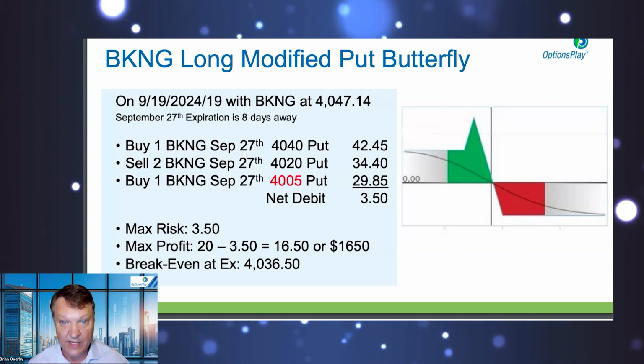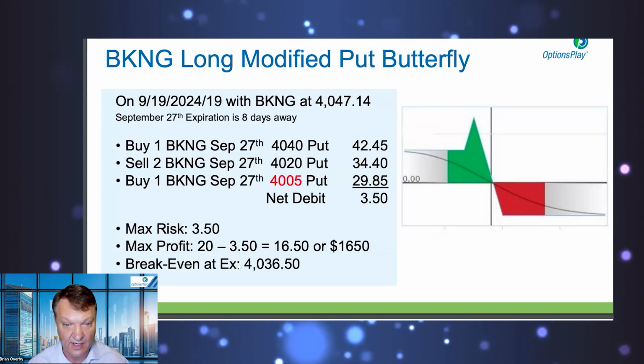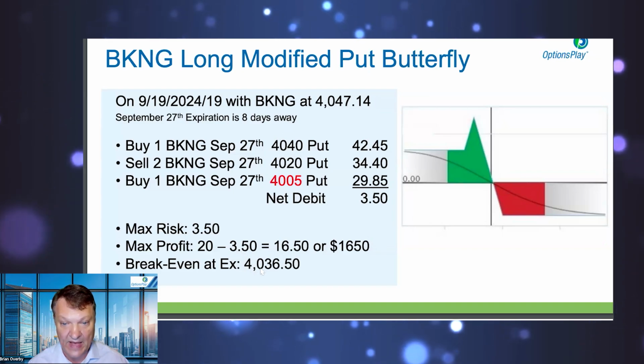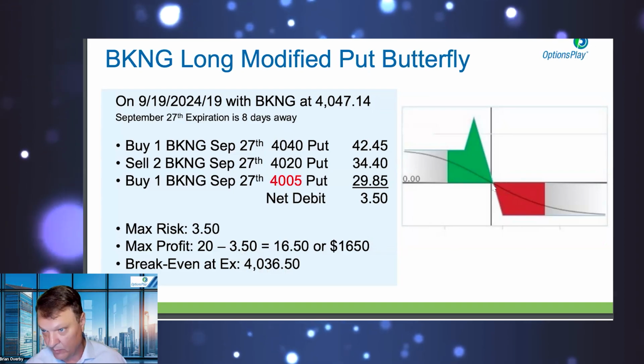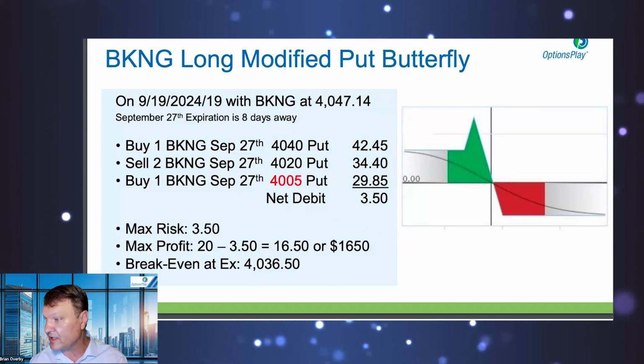We need the market to come down at expiration to 440 minus the 350, or 4,036.50. That's where this point would be on the break even. All right, any questions on that one?